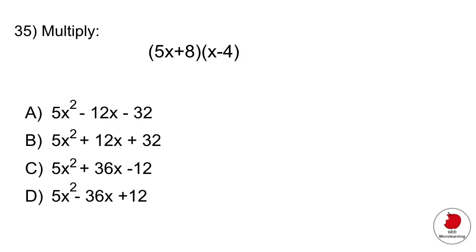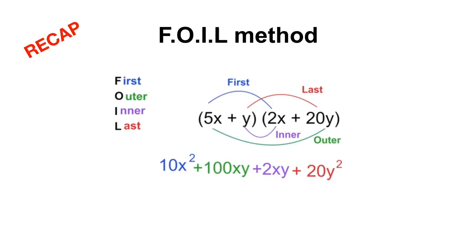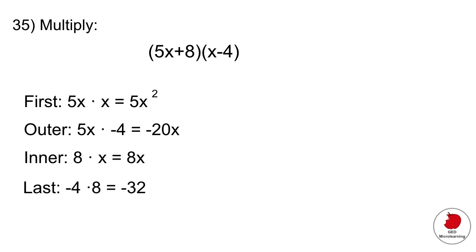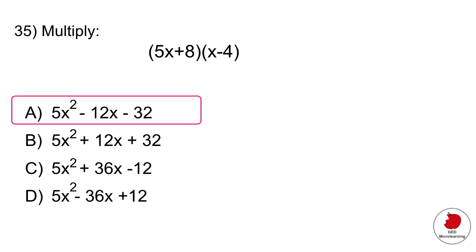All right, the next question asks you to multiply these two terms together. And again, just a recap of the FOIL method, we're going to go ahead and do that. So first you multiply x times x, that gives you x squared. The outer terms gives you 20x, inner terms, and then the last terms, add everything together. And that gives you that. So hopefully you've gotten a good grasp of the FOIL method and also how to find the factors for a quadratic equation.